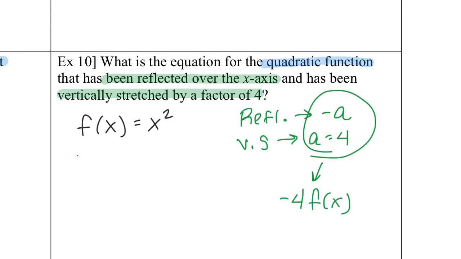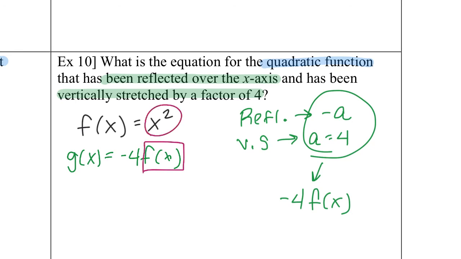So let's write our new function. g of x equals negative 4 f of x. Let's do our replacing. f of x gets replaced with whatever f of x was, which in this case is just x squared. So g of x equals negative 4 x squared.